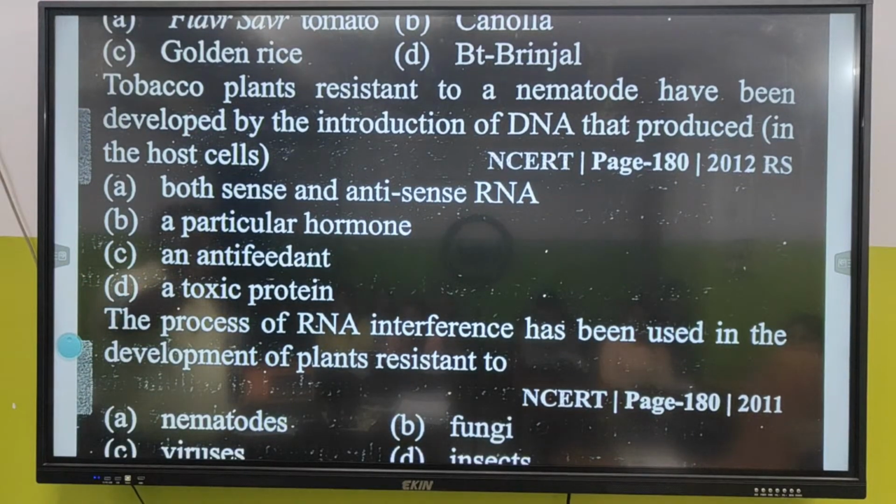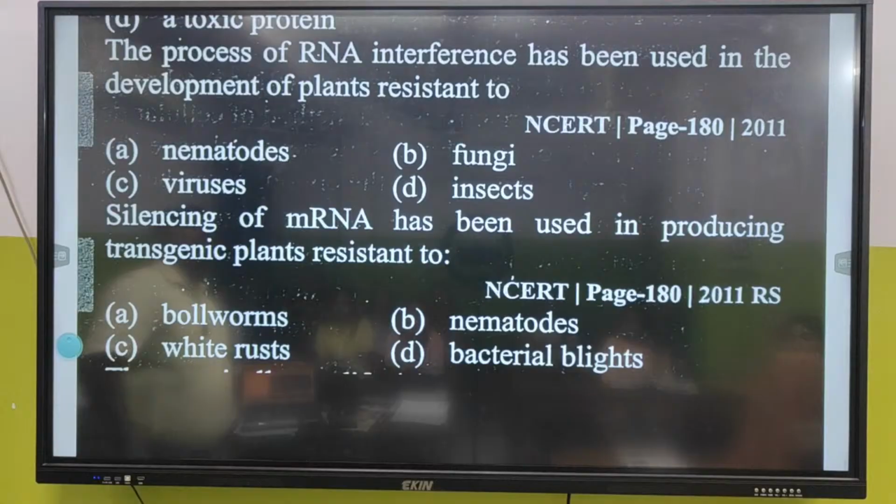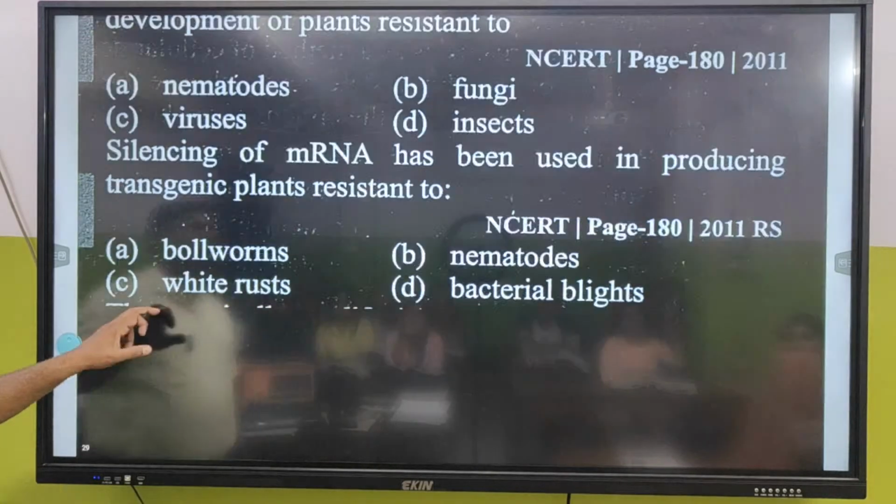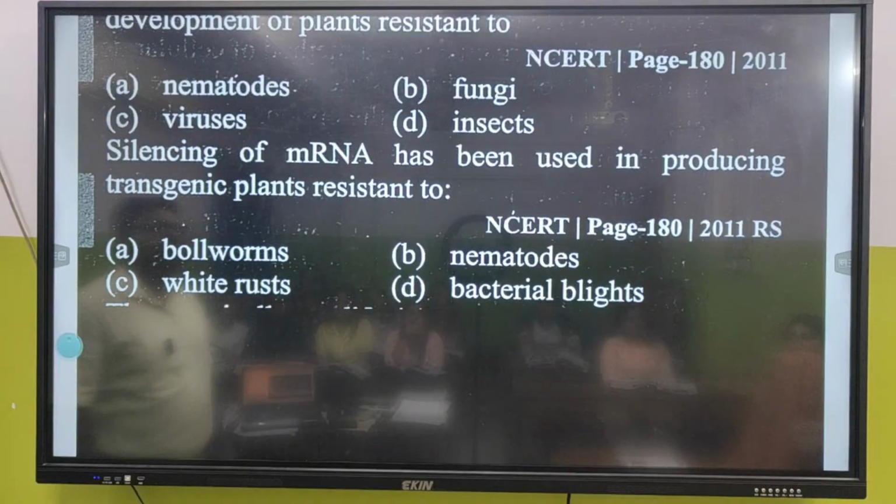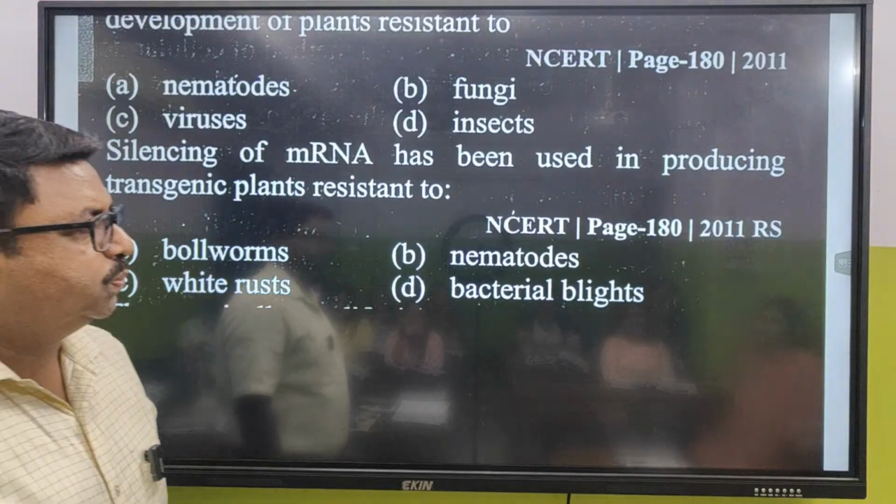Tobacco plants resistant to a nematode have been developed by the introduction of DNA that produced, in the host cells, both sense and antisense RNA. The process of RNA interference has been used in the development of plants resistant. Great. Silencing of mRNA has been used in producing transgenic plants resistant to nematodes. Tell me the name of the nematode.